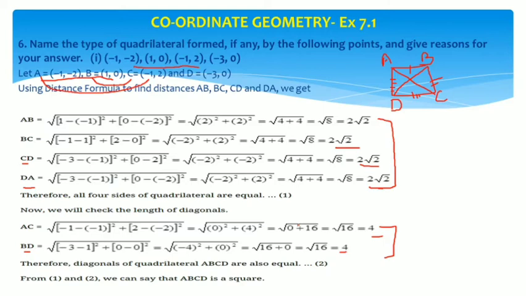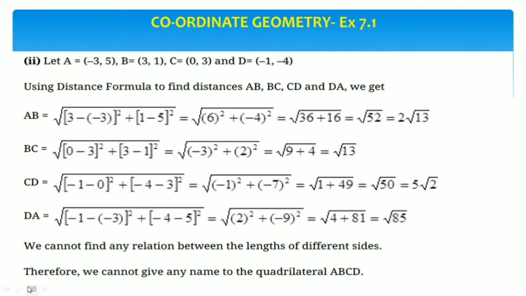So this way we can identify the nature of the quadrilateral. Let me take one more part of the same question. Now our coordinates are A (-3, 5), B (3, 1), C (0, 3) and D (-1, -4). So we have to follow the same procedure. We will take these 4 points as the consecutive vertices of the quadrilateral. We will find the lengths of all four sides and the lengths of both the diagonals using the distance formula.